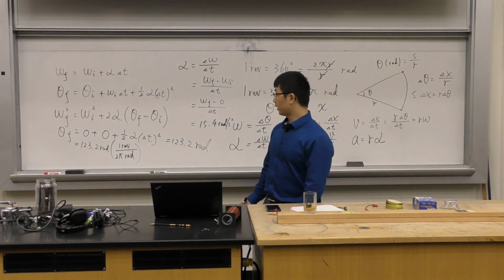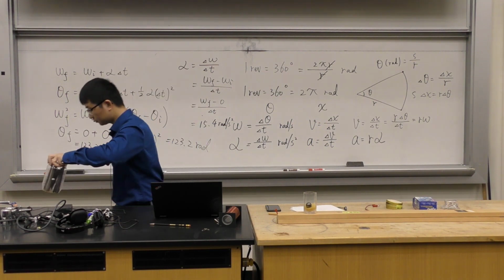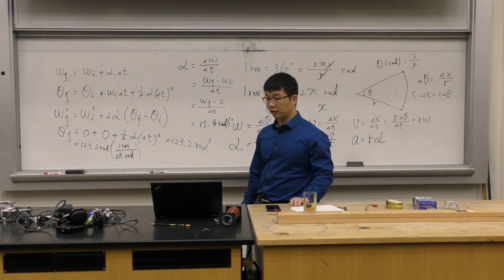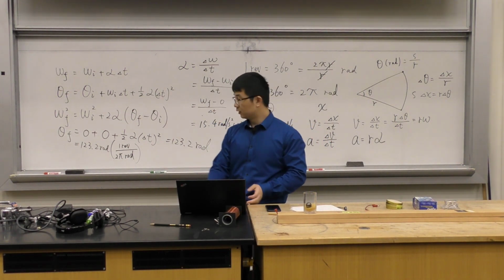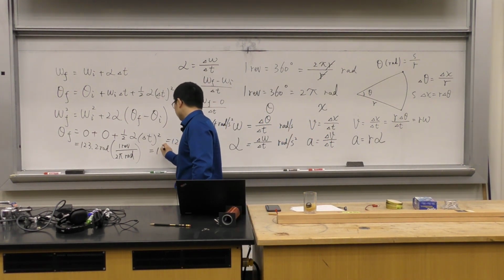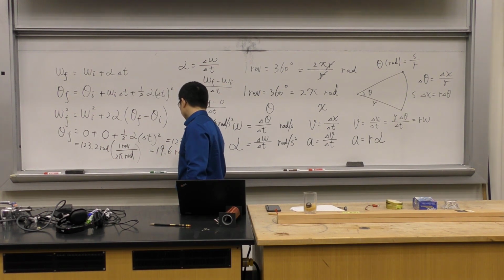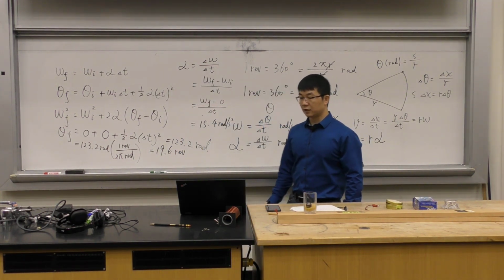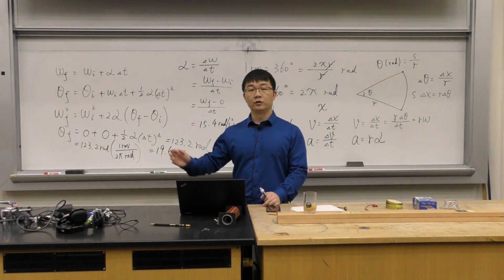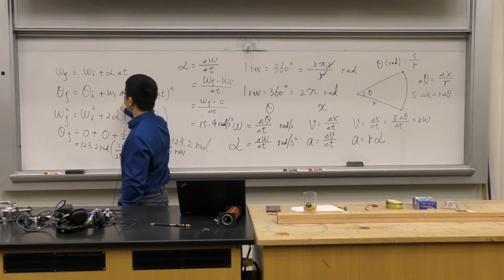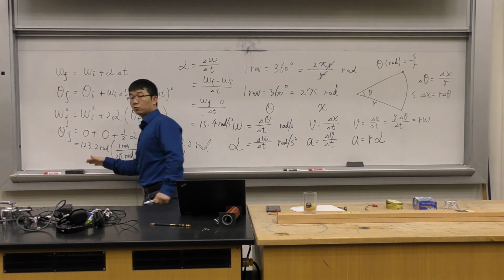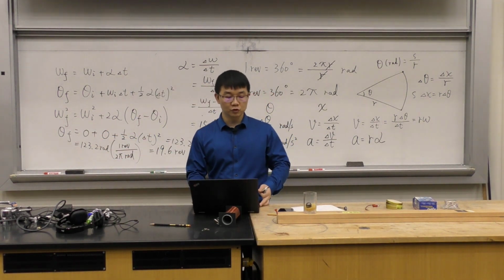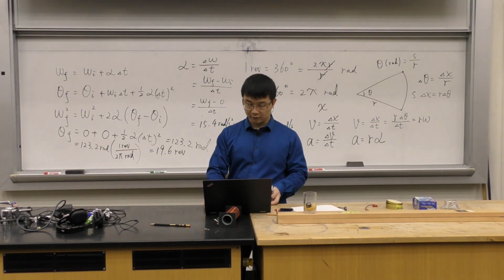Okay, and then I can find the number of revolutions it has rotated, right? So in this case, it's going to be 19.6 revolutions. Okay, so that's the number for revolutions. So we used the second kinematic equation exactly the same way we did before, right? You just need to get used to these new symbols, okay?